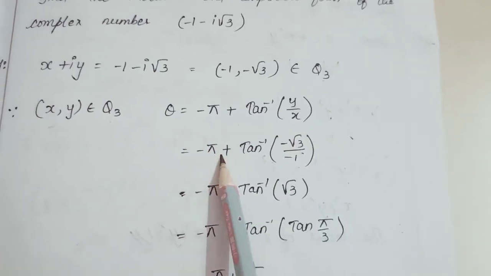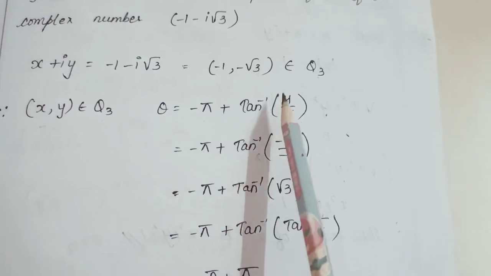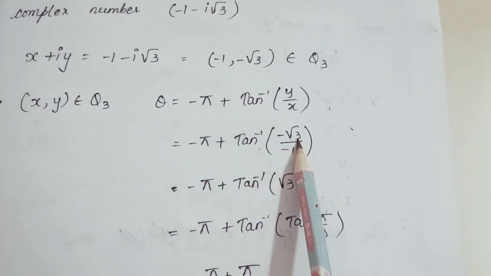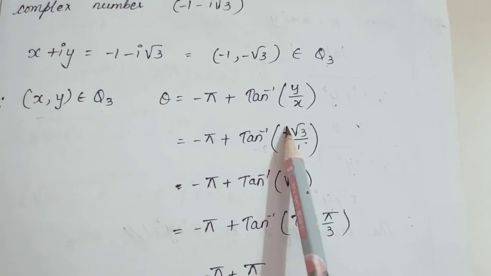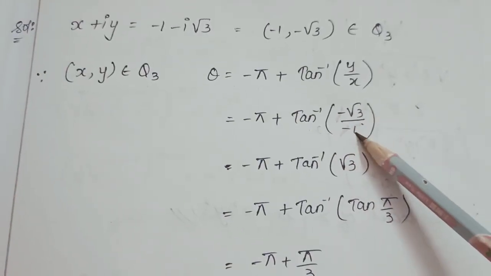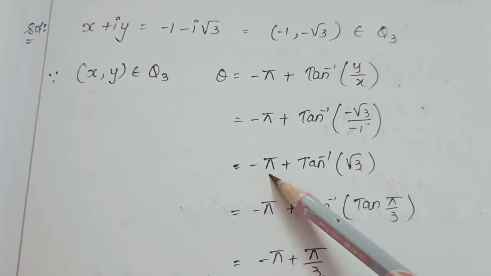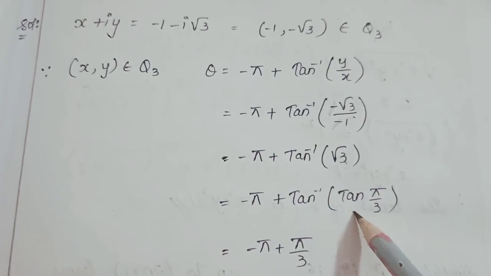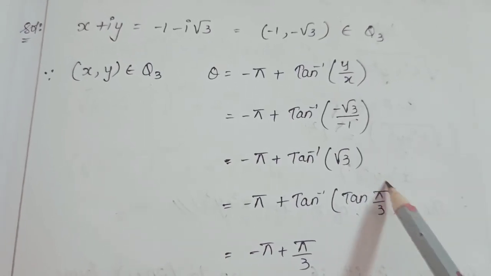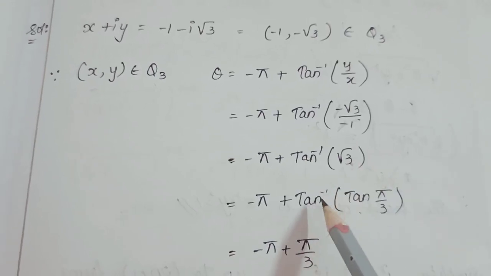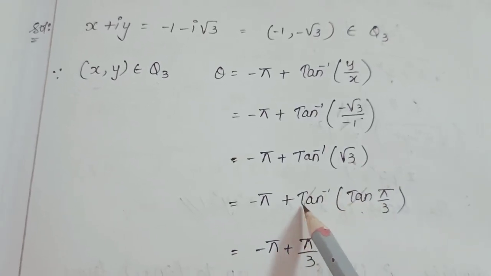Minus pi plus tan inverse y by x, where x is minus 1 and y is minus root 3. So minus root 3 by minus 1, the minus signs get cancelled, and root 3 by 1 is root 3. So minus pi plus tan inverse root 3. We can write root 3 as tan 60 degrees. Pi by 3 is nothing but 60 degrees. Tan 60 is root 3, so tan inverse and tan get cancelled.